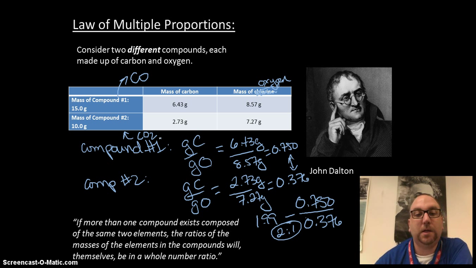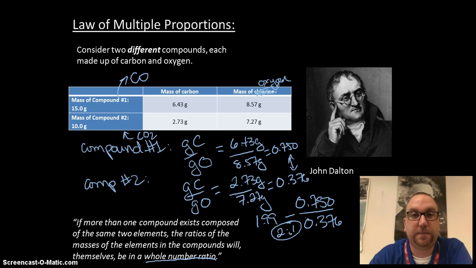Okay, and that's what the law of multiple proportions says, is that if more than one compound exists composed of the same two elements, the ratios of the masses of the elements in the compounds will themselves be a whole number ratio. So when you do this, that's what you're looking for. It's not that these two are going to be a whole number ratio. The masses of the elements in each compound won't be a whole number, obviously. But if you take the ratio of those masses, the ratio of those ratios, you should get a small whole number ratio.